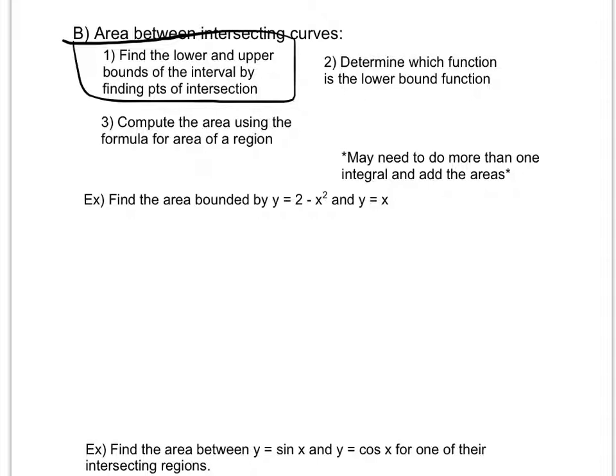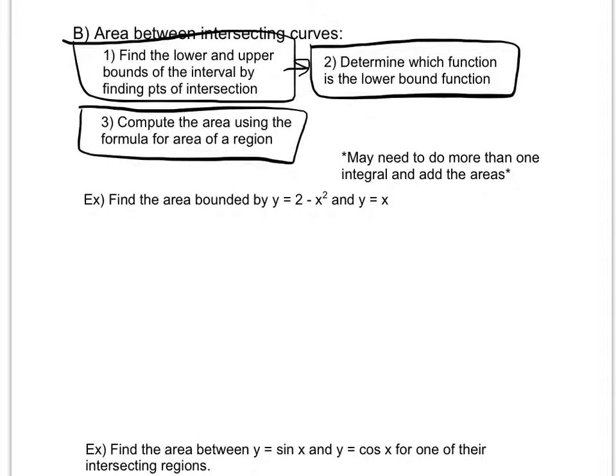So we're basically going to set our two functions equal to each other, because whenever they're equal to each other, they're intersecting. We can determine which function is the lower bound and which is the upper bound. In other words, what's the top curve, what's the bottom curve, just like we did before, either because we have knowledge of the function or because we look at it on our graphing calculator. And then we're just going to compute that area just like we did in the last video.